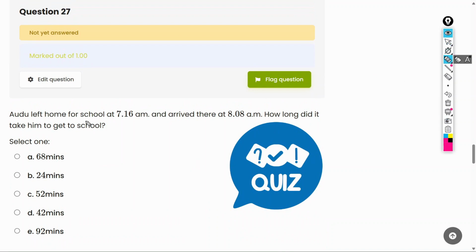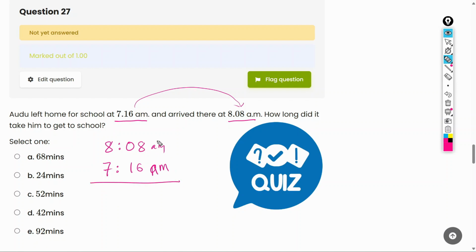Aldo left home for school at 7:16 a.m. and arrives there at 8:08 a.m. How long did it take him to get to school? From 7:16 a.m. to 8:08 a.m., we should subtract 8:08 a.m. minus 7:16 a.m. They are in the same unit, a.m., so we can subtract.